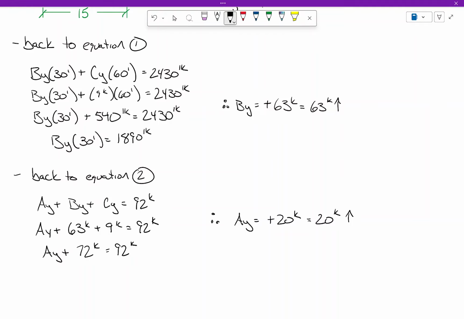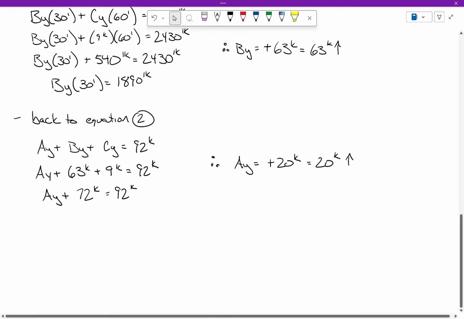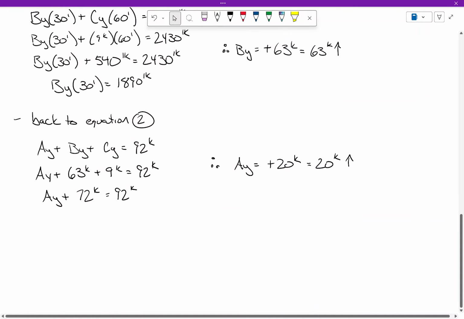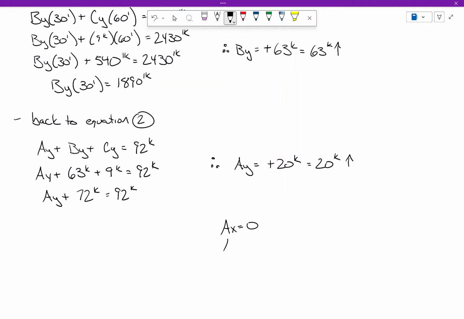what's our answer? Like, what are the 4 answers? Because remember, this is a reactions problem, so we should have an answer for every unknown. Ax is 0. Ay is 20 kips upward. By is 63 kips upward. Cy is 9 kips upward.